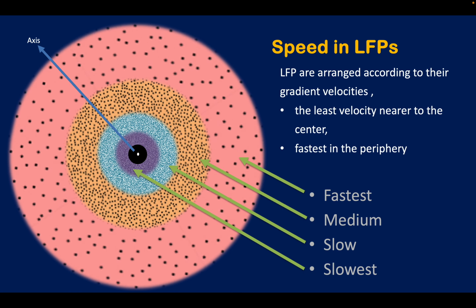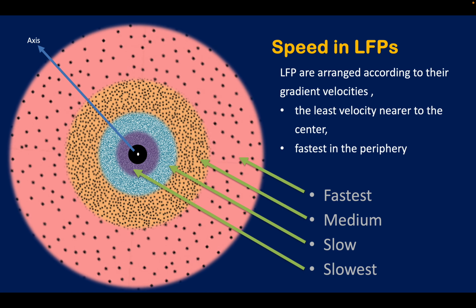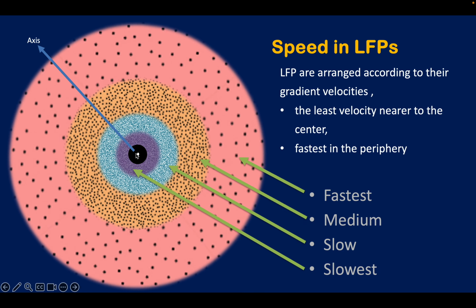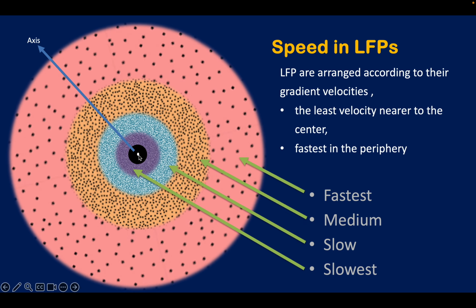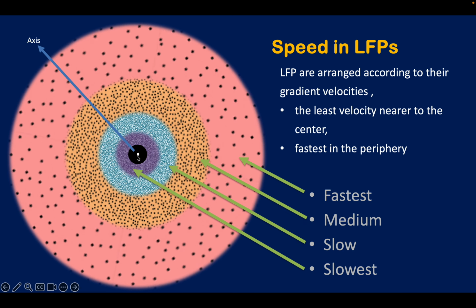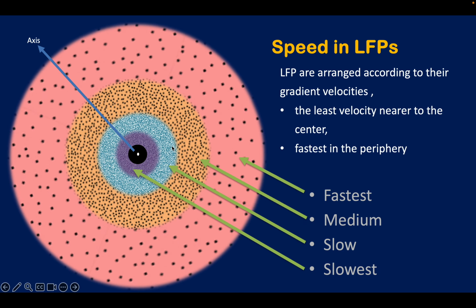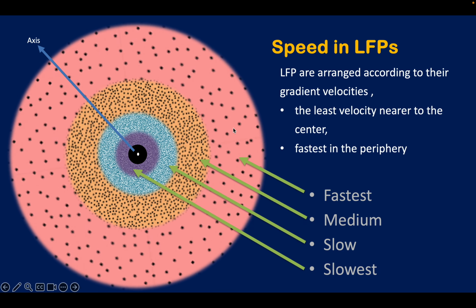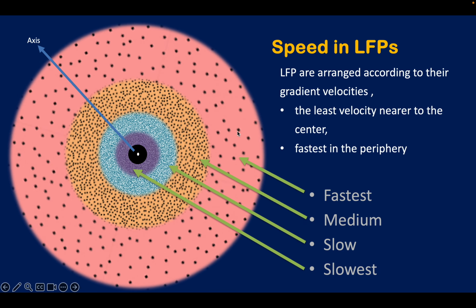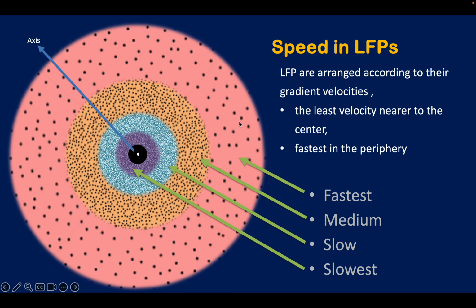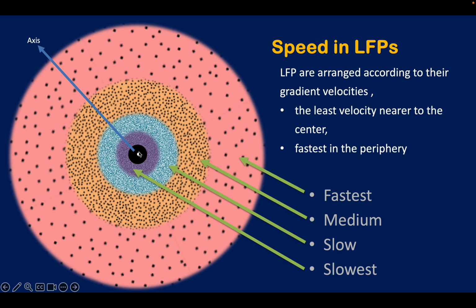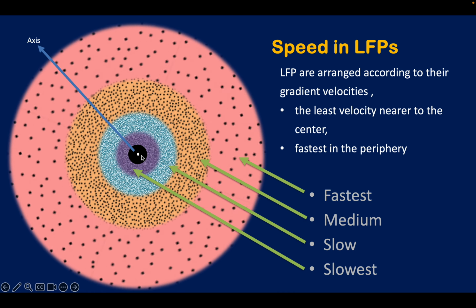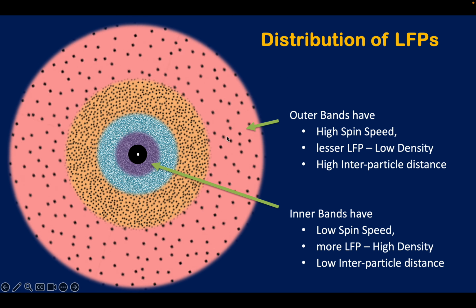In this picture, we can clearly see that the slow particles are in the center. In fact, the absolute center of the life force particle is immobile, just like an axis in a wheel. As we go out, the particles slowly gain momentum, and the fastest are on the outside. Life force particles are arranged according to a gradient in velocity, and the least velocity is nearer to the center, as demonstrated by the white dot or the black area, while the fastest ones are in the periphery.